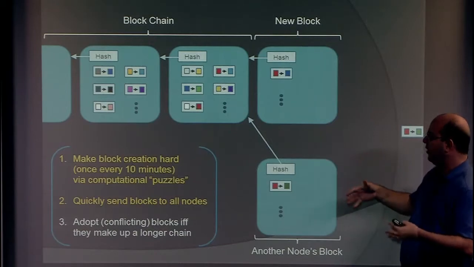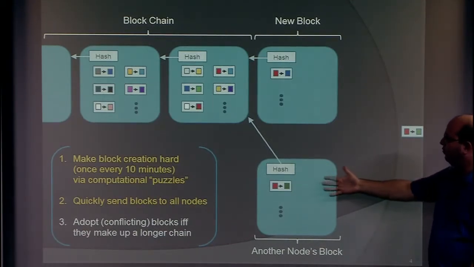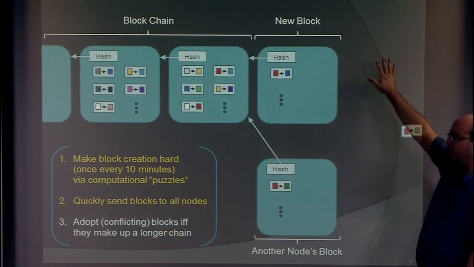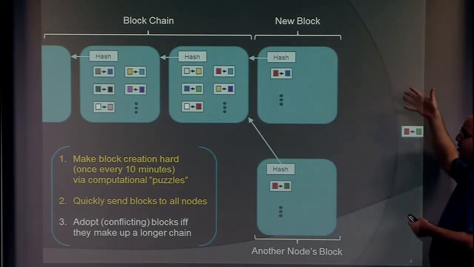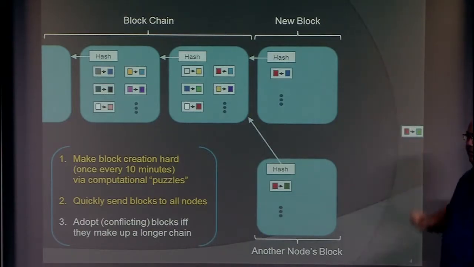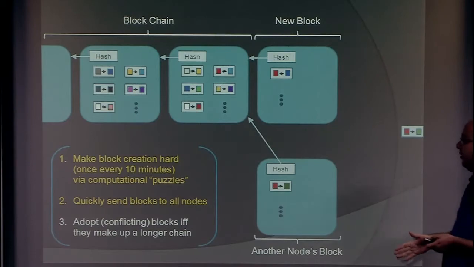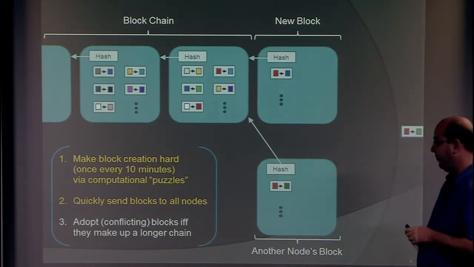They keep on working. They keep adding transactions to their own version. And at some point in time, another block will be formed either here or here. And when the other part of the network sees this longer chain of events, they will abandon what they're doing and accept the longer sequence. Okay, so that's basically the core of the Bitcoin protocol. This is how things are currently done.